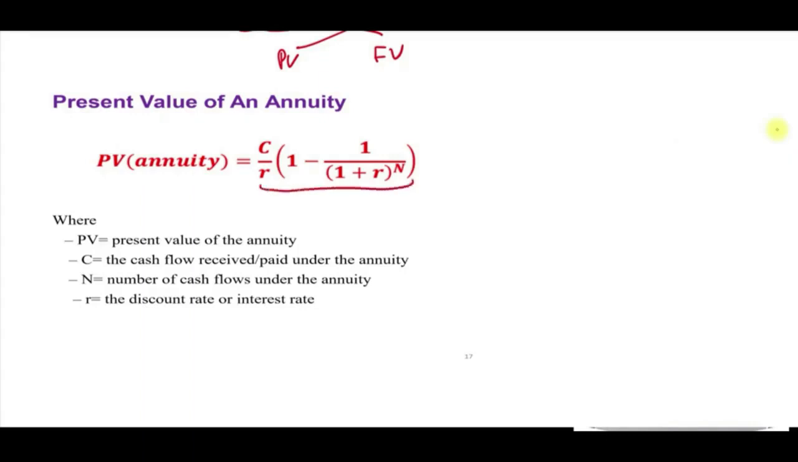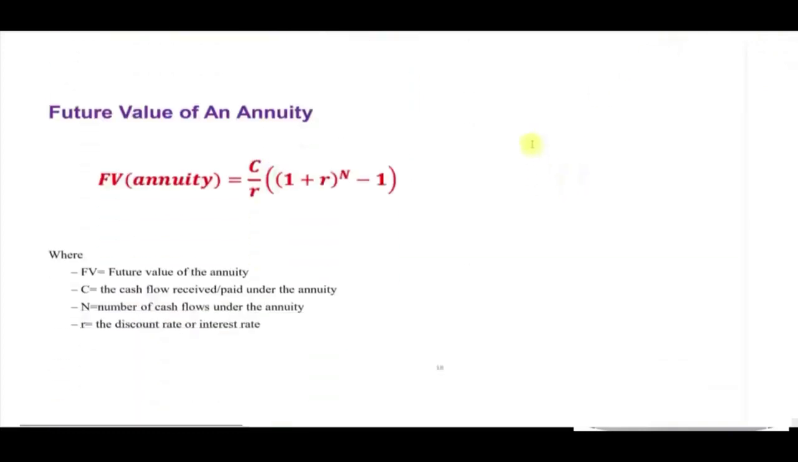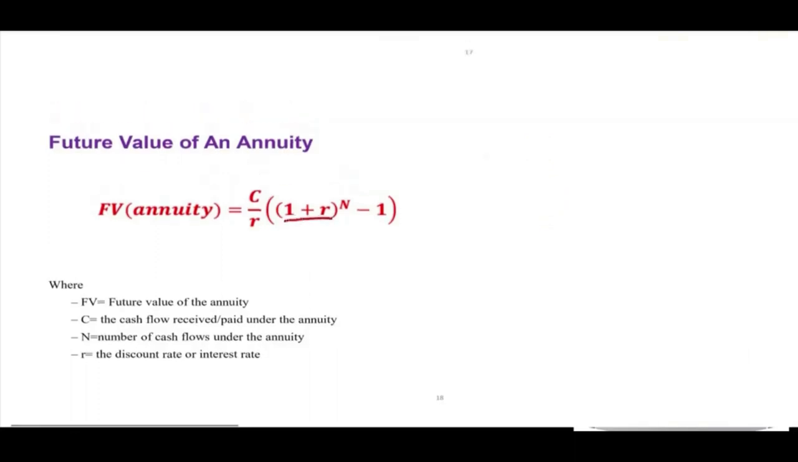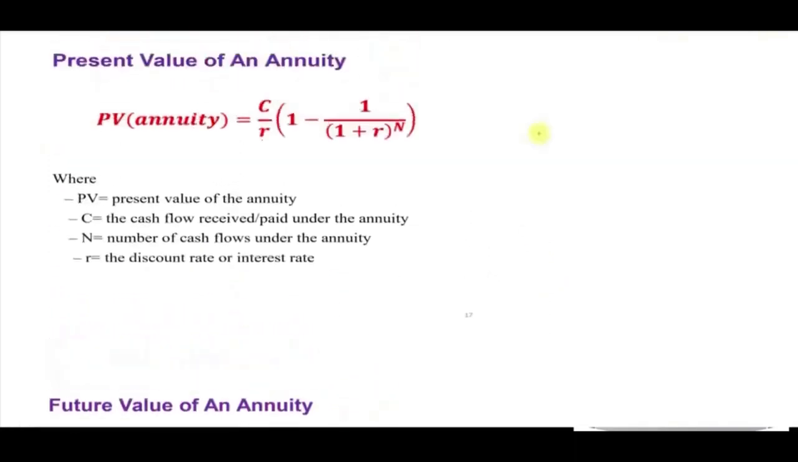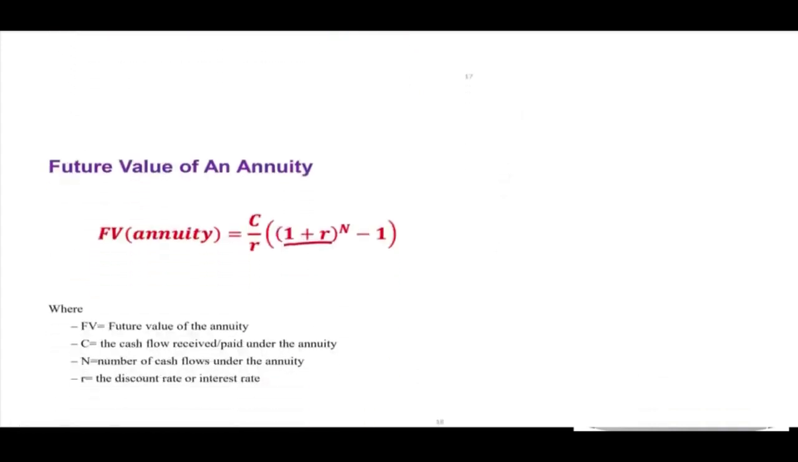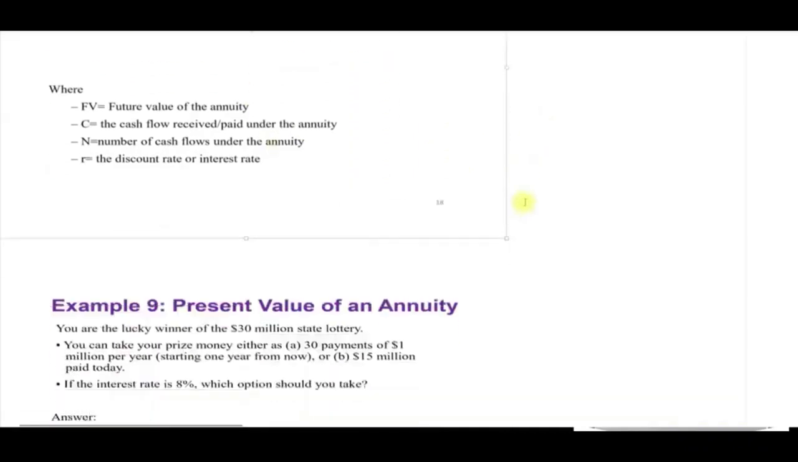So we can simply use this formula. This is the cash flow, R is the interest rate, 1 minus 1 plus R. So this is a discount factor, as we know. This is for the present value of annuity. For the future value of annuity, same thing, but because this is a compound factor, we need to use the compound factor. Here in present value we use the discount factor. So the formulas are the same, but they are adjusted for multiple cash flows. These are the future value of annuity and the present value of annuity formulas.